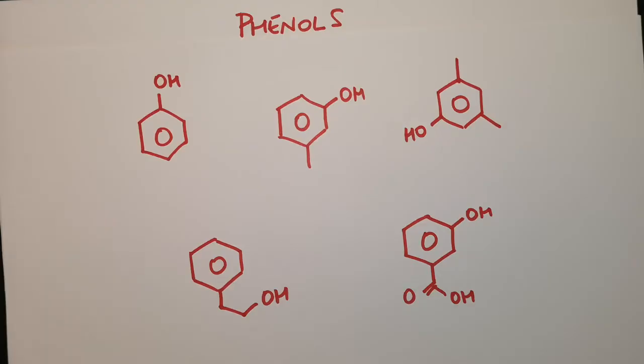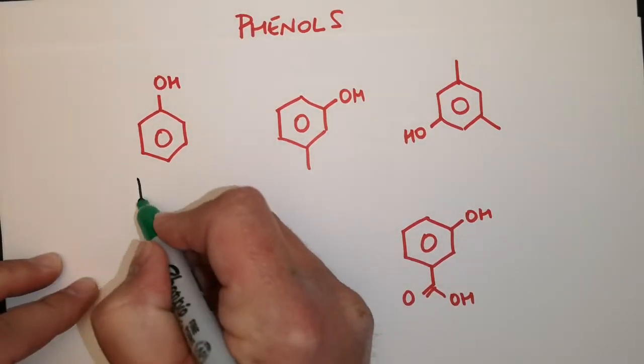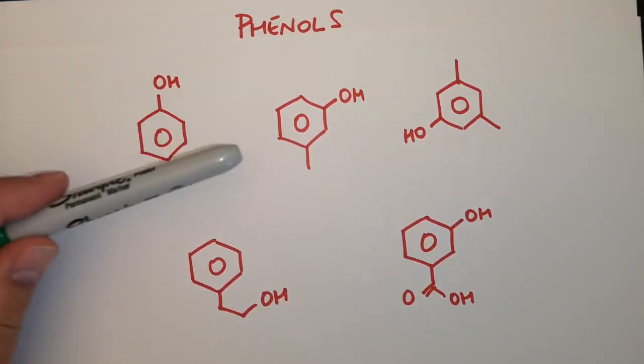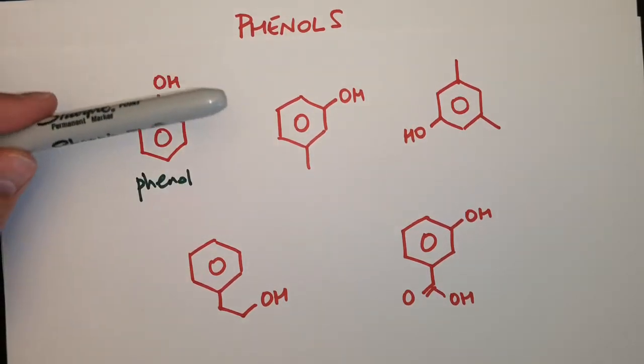Okay, so I said that a phenol is one where the OH group is directly attached to the benzene ring. So here, the OH group, you can see there's a bond from the oxygen to the carbon of the aromatic ring. So that is a phenol. In fact, that is just called phenol. I'll come to the naming of the other 4 shortly.